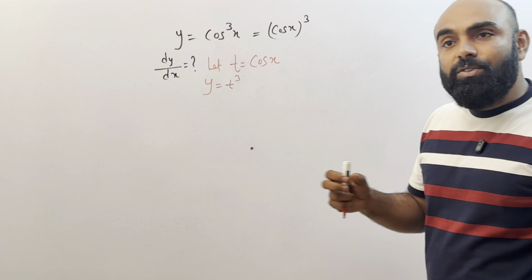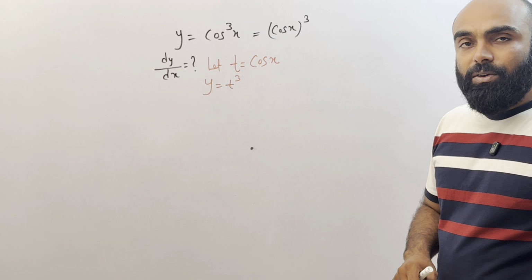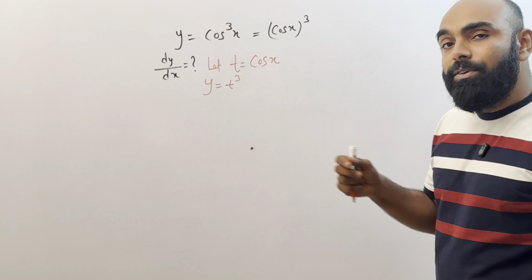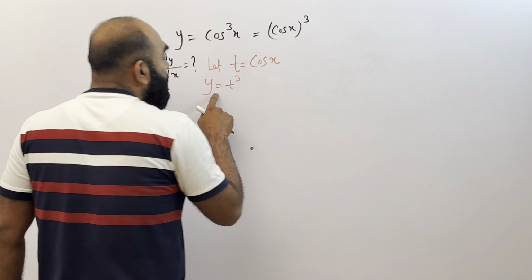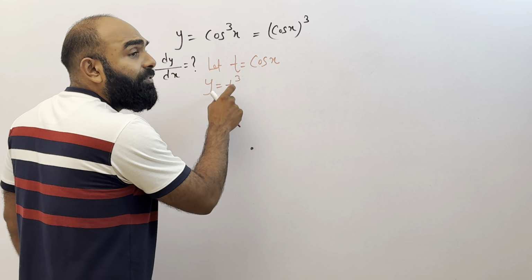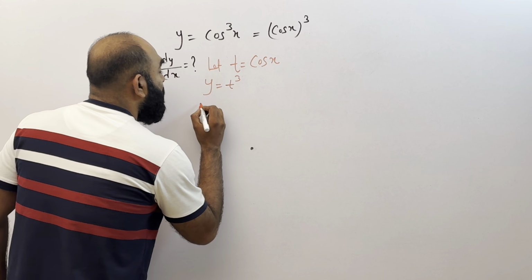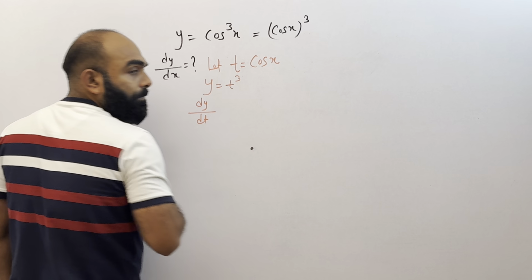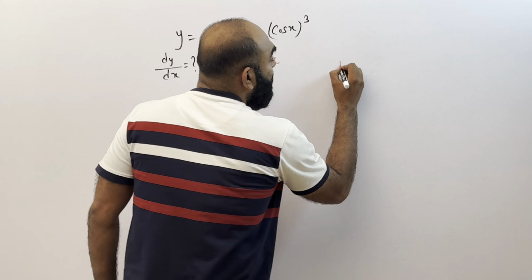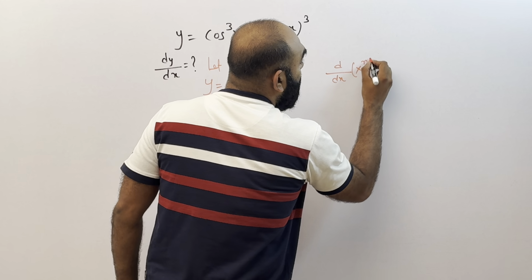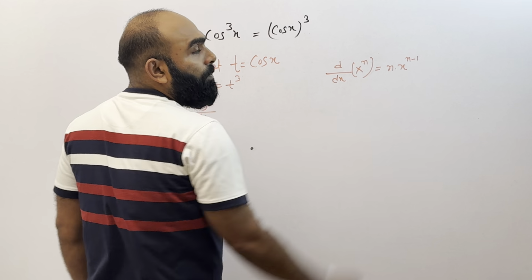And last day also we have discussed one rule, that is called chain rule. Are you getting that point? Chain rule we have discussed in the last class. So how will I do it? Sir, y is a function of t. So if y is a function of t, I will differentiate this function with respect to t. I have discussed these things in the previous class. So dy by dt, this is x to the power n form. So d by dx of x to the power n is n into x to the power n minus 1.